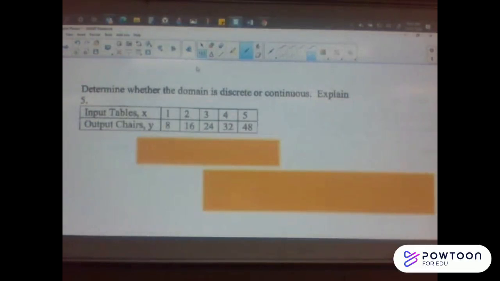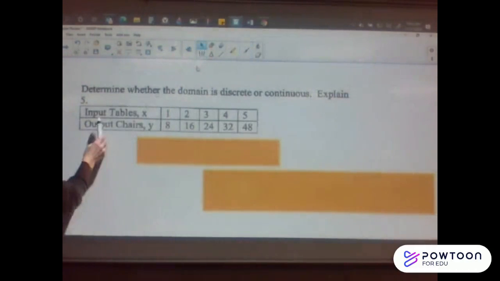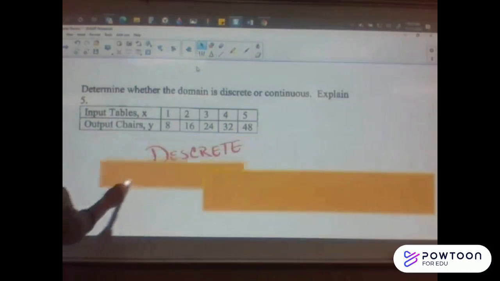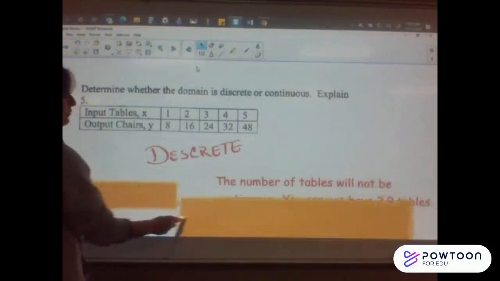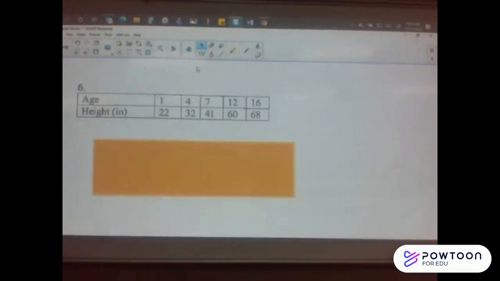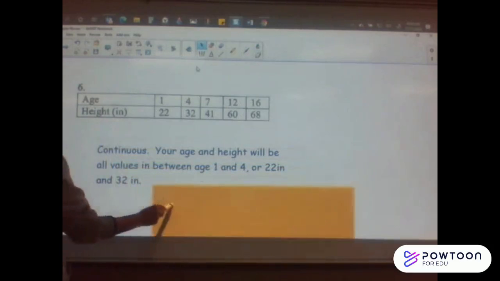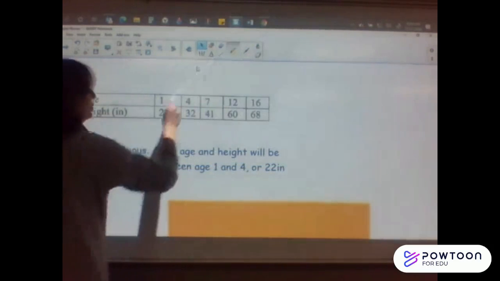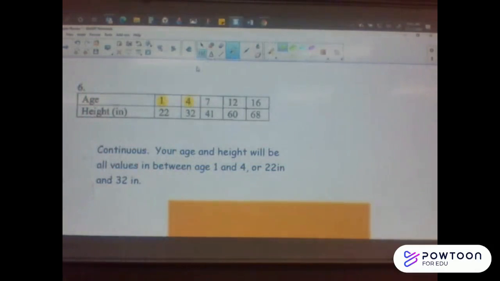Okay, for this problem, to determine whether the domain is discrete or continuous, since we cannot use a partial table, this is going to be a discrete function. The number of tables will not be continuous because you cannot have 2.9 tables. For this problem, this one would be continuous because even though we took the age at 1 and then 4, you're still age 1.1 or 1.9 or 3.8 in between there.